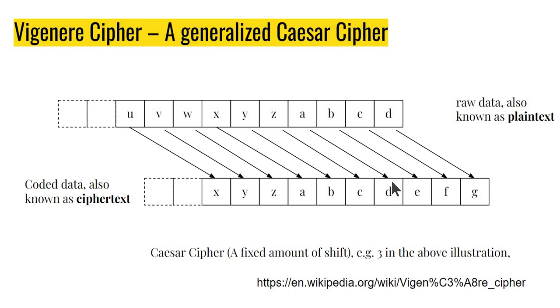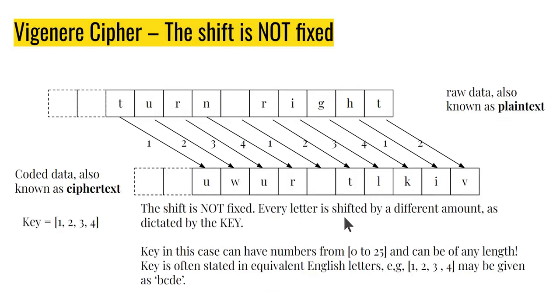But in this Vigenere Cipher, we basically go and generalize this. We do not shift every letter by the same amount. In fact, what we do is that we have something called a key. For example, in this case, the key could be say 1, 2, 3, 4.